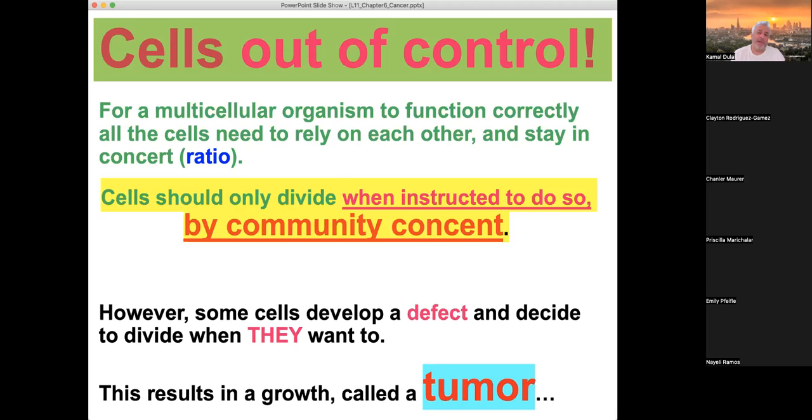So cancer applies to creatures that are made of a lot of cells. So plants, all plants are made of a lot of cells, and all animals are made of a lot of cells, right? So those two kingdoms of life, by definition, are multicellular. But can plants get cancer?